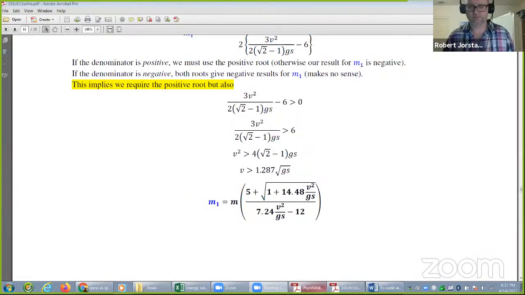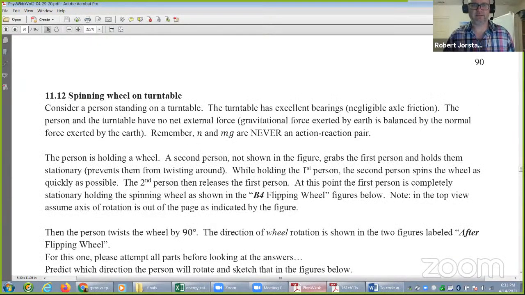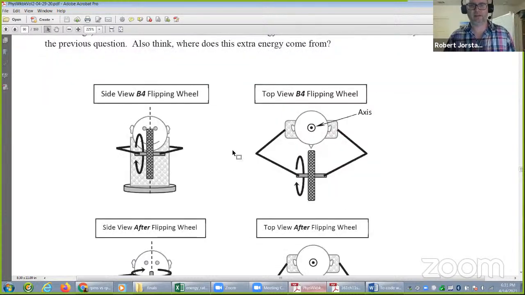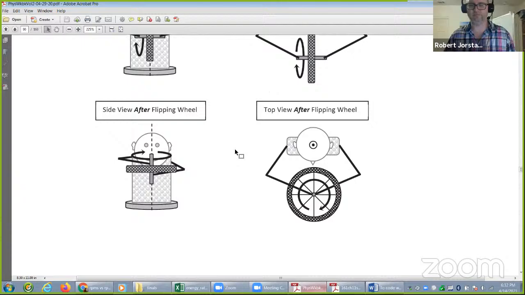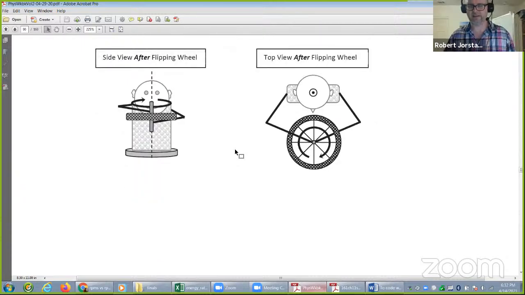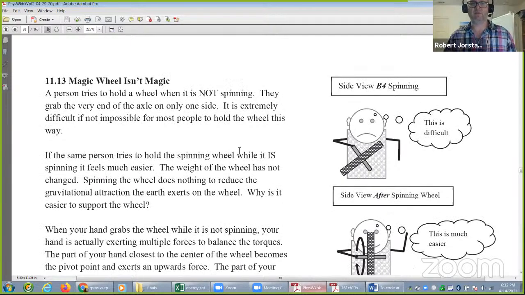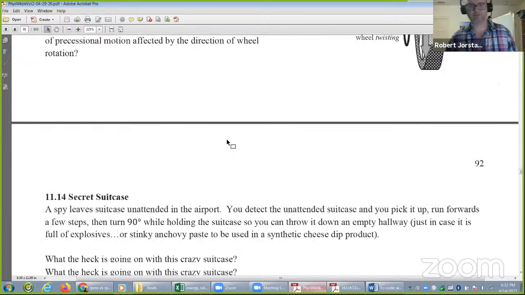Let's take a look at another question here. You know what? This 11.12 is really fun in person. It's just not fun online. That's the one where you have the wheel and you hold it and you spin it, and it's really cool, but it's all about feeling things, and you can't really feel something over Zoom. Same thing with this magic wheel. So let's skip forwards a little bit and let me try another one.